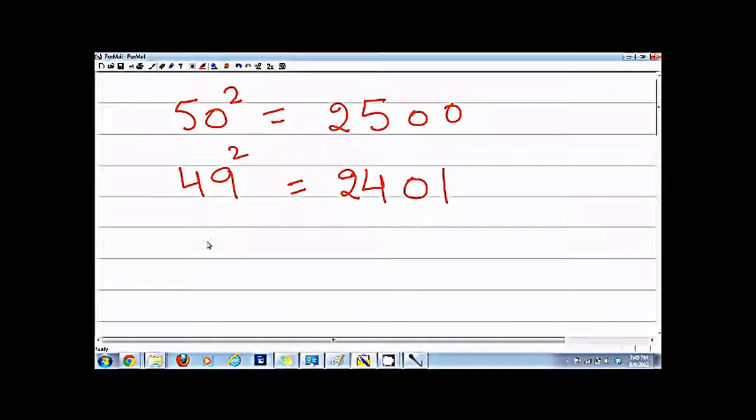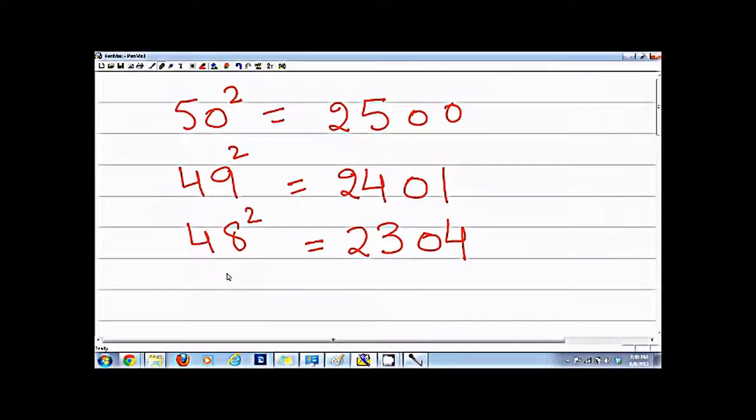So as you can see, again if I have 48, what I'll do is I will subtract 2 from 25, that is 23, and then take square of 2, which is 4. So answer is 2304. So this is a quick method, so you can square any number which is close to 50.